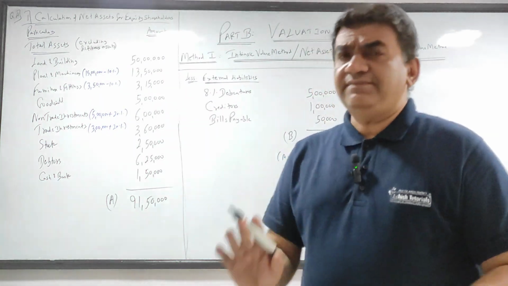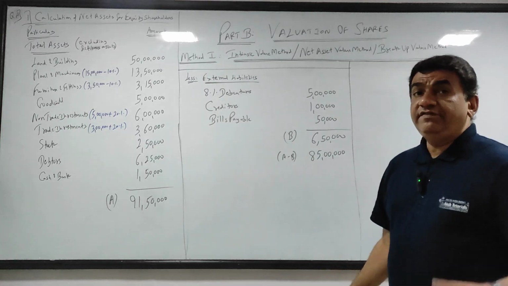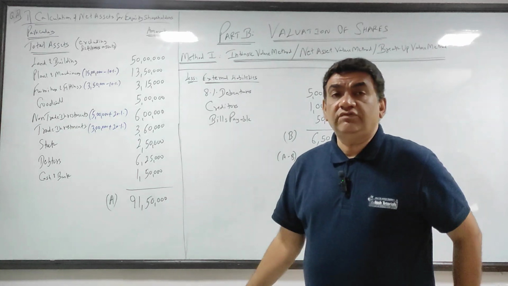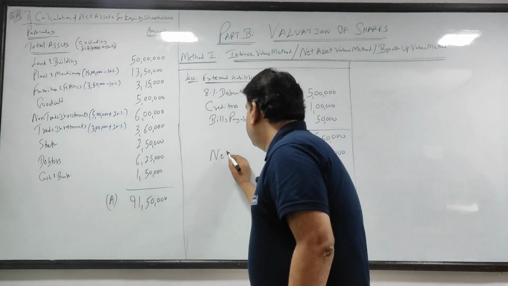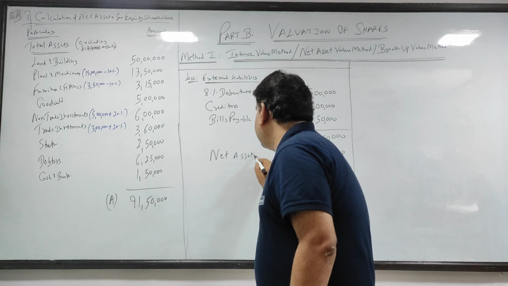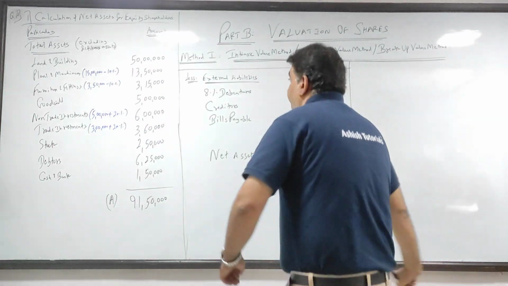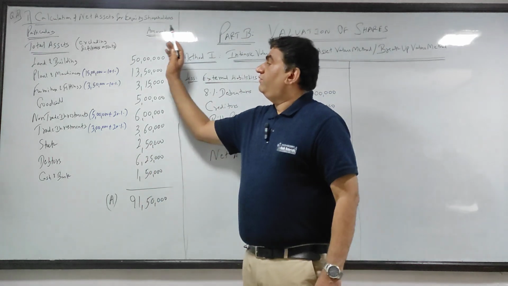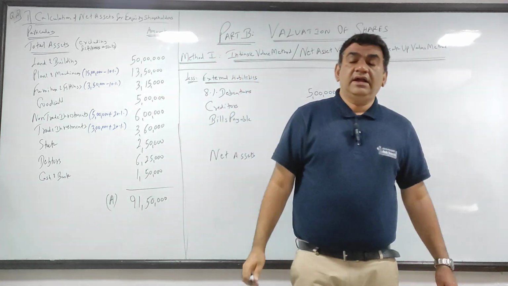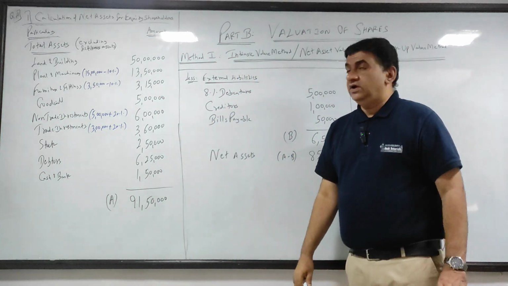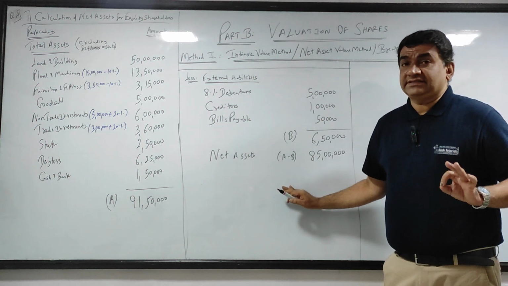Now guys, pay a little attention here. As I told you, this is a very simple method, but pay attention here. 85 lakhs. What we wrote against this while calculating goodwill? Capital employed. Here we will not call it capital employed. We will call it net assets. Only net assets. What are we calculating? We are calculating net assets for equity shareholders. So this will be net assets.